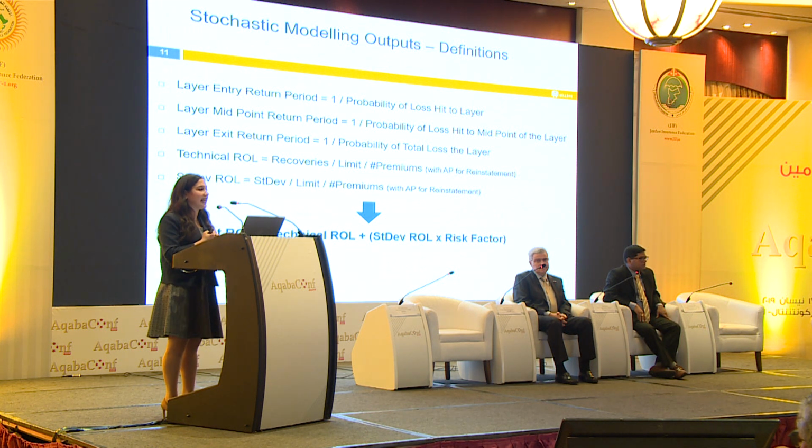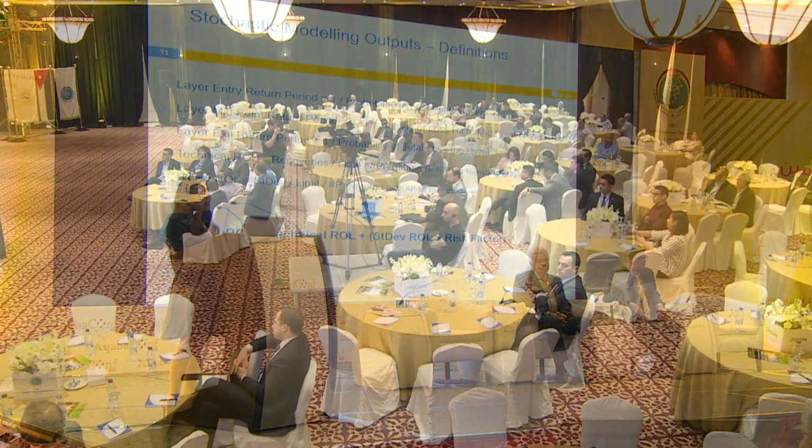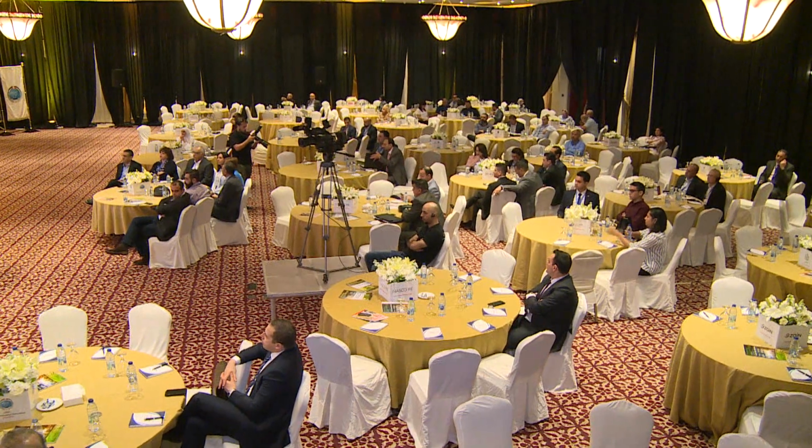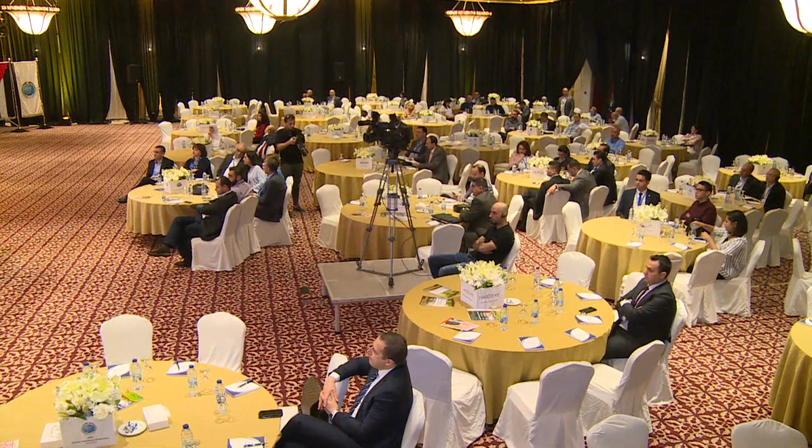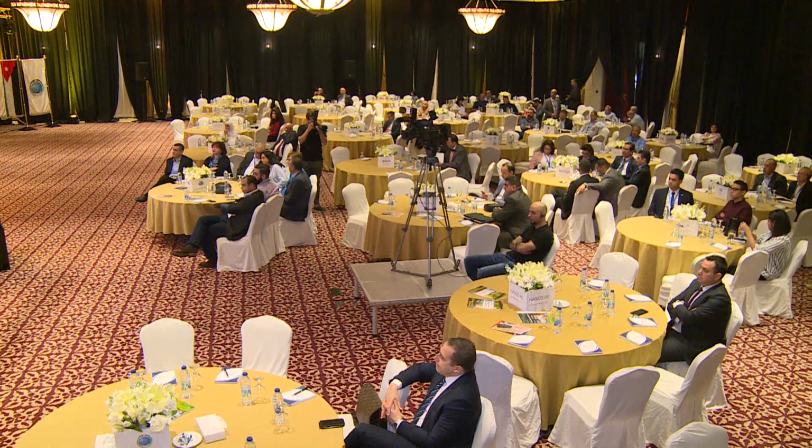So how do we calculate the technical rate online if we have stochastic modeling outputs available? The technical rate online stands for the recoveries divided by the limit of the program. Very basically, it means the aggregate loss burden over a year divided by the limit, which is the loss burden on the reinsurer side. So this is how we calculate the pure technical rate online. However, if there is a paid reinstatement condition within the treaty, then the number of premiums also has to be considered while calculating the technical rate online.